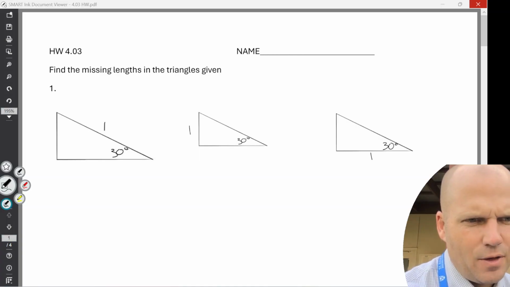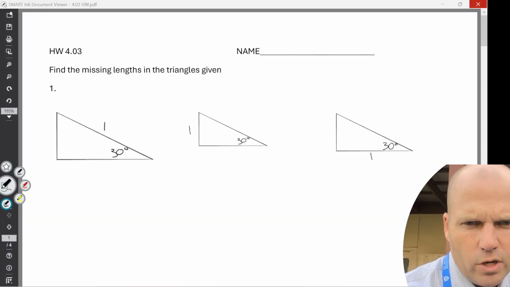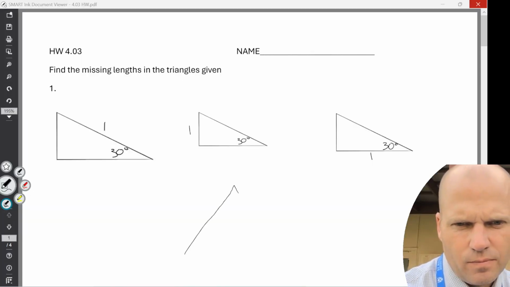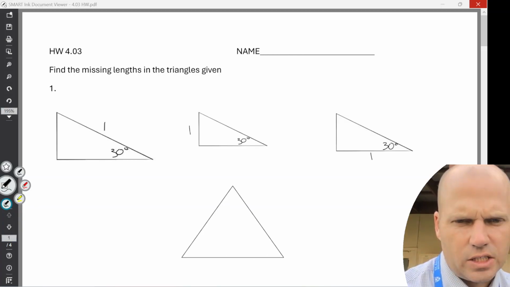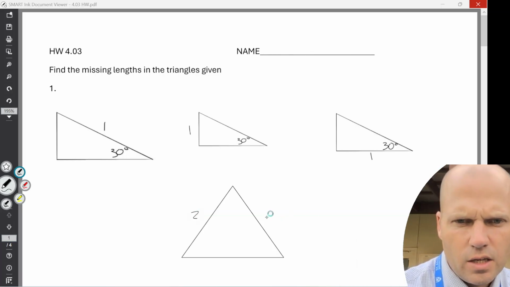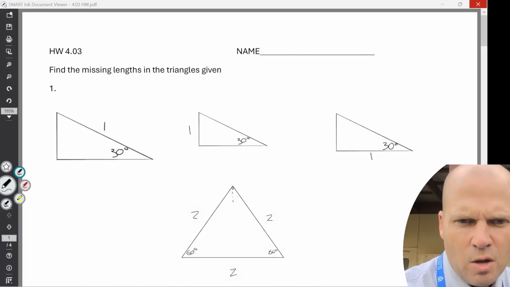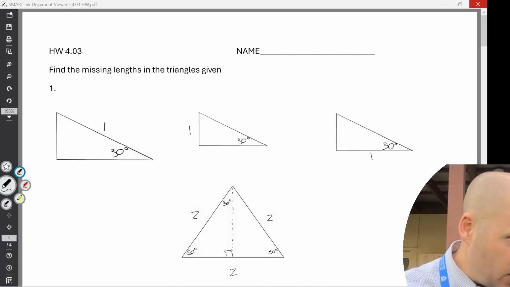We are going to talk about how to solve 30, 60, 90 triangles, to find the lengths of them. We don't need trigonometry because they're very easily found. We start with an equilateral triangle with side lengths 2. And we know equilateral triangles have 60-degree angles everywhere, including at the top. But what if I split this equilateral triangle into two 30, 60, 90 triangles?